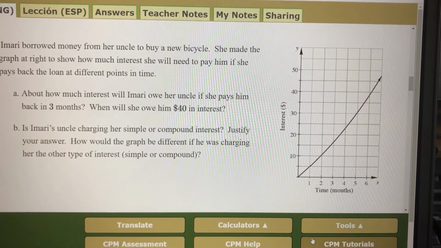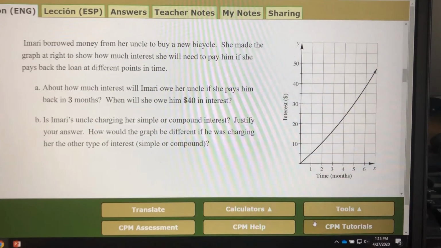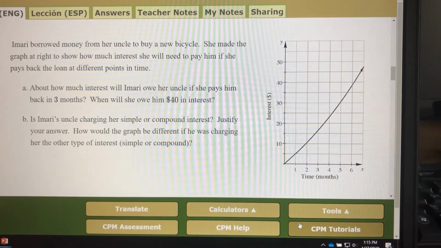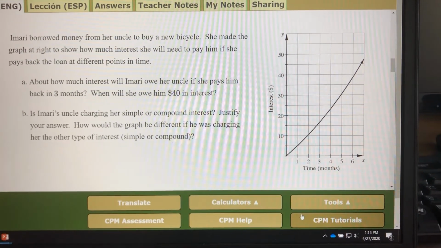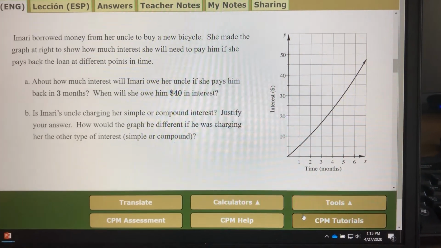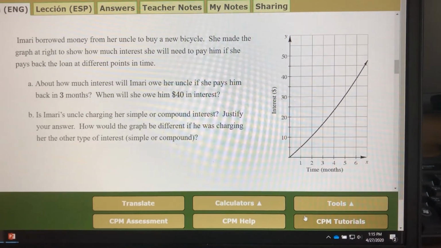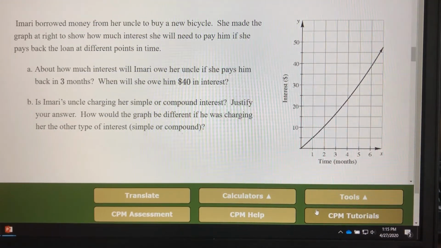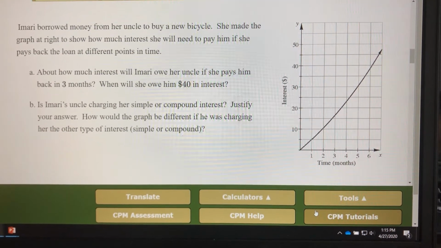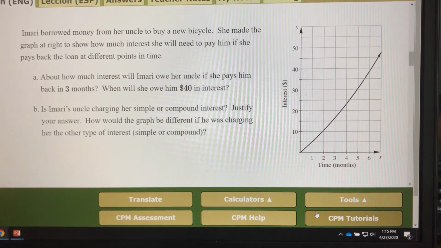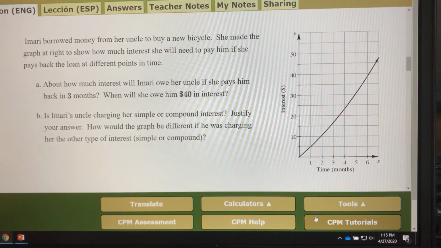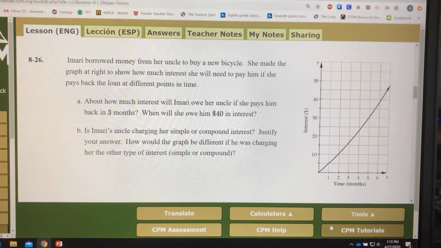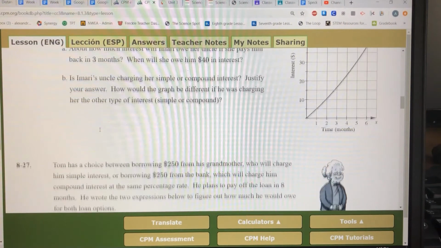Remember what types of graphs are which for which interest. Simple is a certain way and compound is a certain way. And you can shout it at the screen right now, but I'm gonna tell you in 5, 4, 3, 2, 1, it is compound interest because it's curved. It's not going up at a constant rate. And it says, how would the graph be different if he was charging her simple interest? The graph would be different because it would be a straight line, constant rate. Sweet. Done with that one.